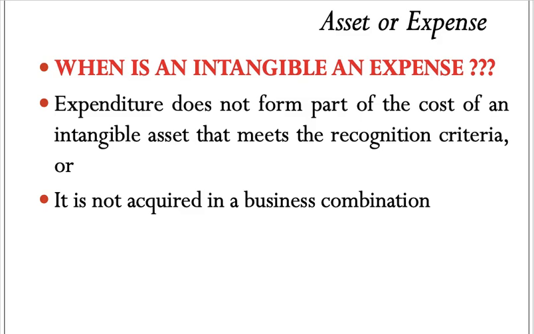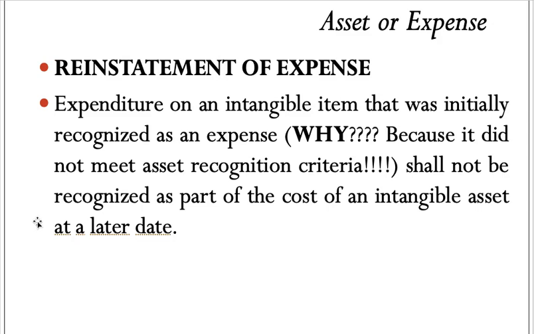Now what happens if, let's say, in this year it does not meet the recognition criteria? Okay, we should expense it into SOPL. What happens next year if you identify that the same intangible asset now fulfills the recognition criteria? Can you reinstate what you have expensed before to become an IA and capitalize? No, the answer is no. Once you have expensed the intangible asset expenditure, you cannot reinstate and change it from expenses to cost of asset.